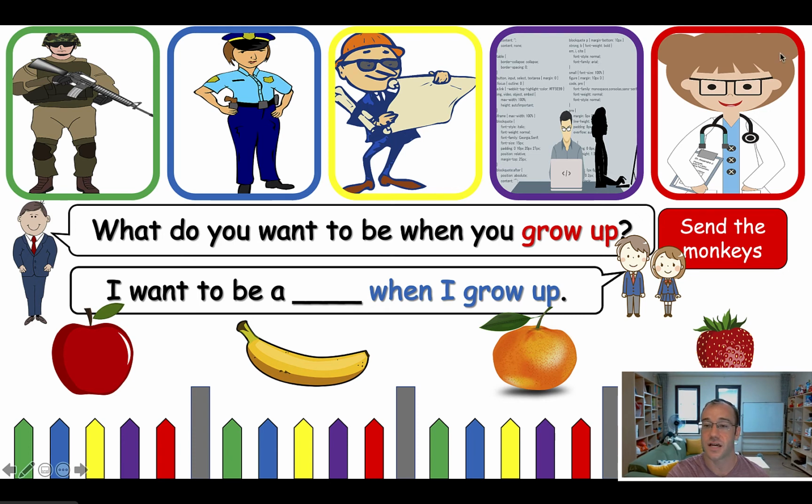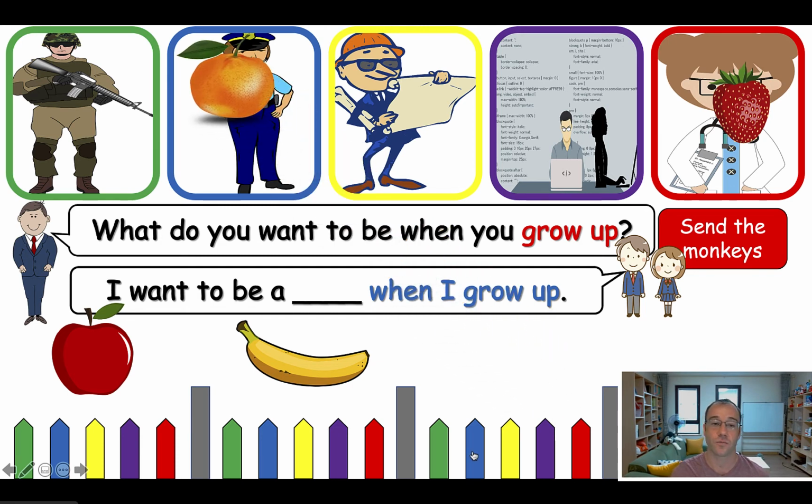So if this student says she wants to be the doctor, around the doctor's red, so I click red and the strawberry goes to red. Then I ask the next student, which one do you want? You can actually have the class say that if you like. And he says, oh, I want to be a police officer. Okay, so the orange goes to police officer.